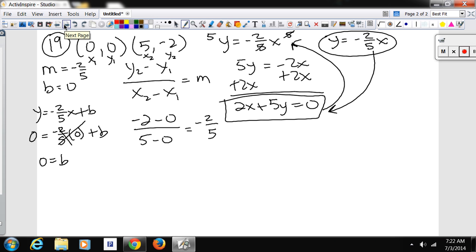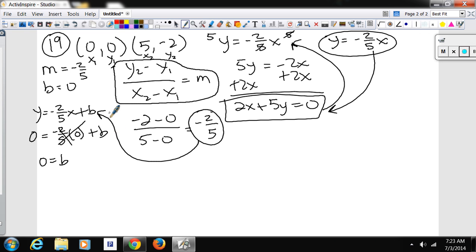Number 19, they're going to give you 2 points. You need to first find your slope. That's your slope formula right here, the m formula: y2 minus y1 over x2 minus x1. Find your slope, which in this case is negative 2/5. And then you're going to plug that into your equation, y equals mx plus b. Plug in (0, 0) because that's the easiest one to use.